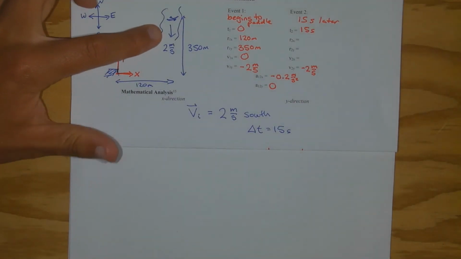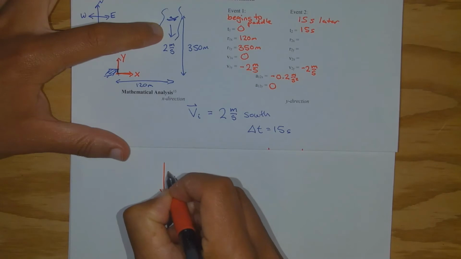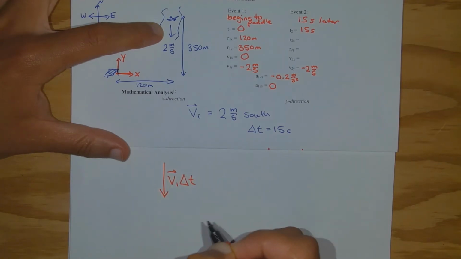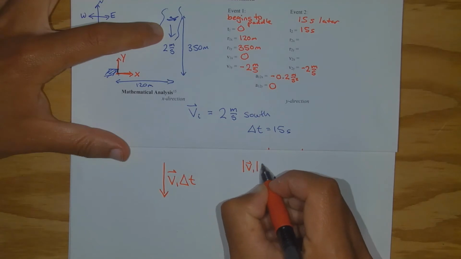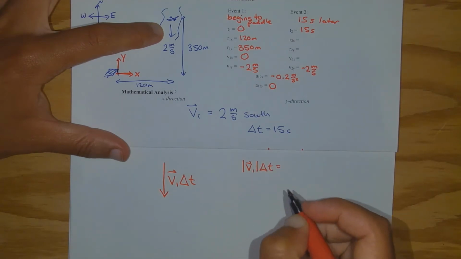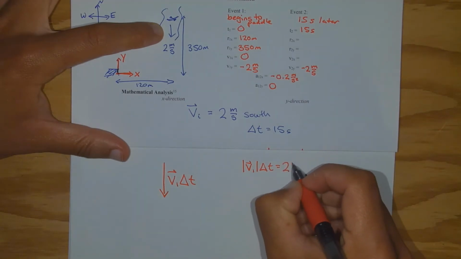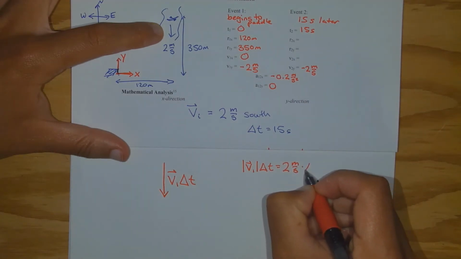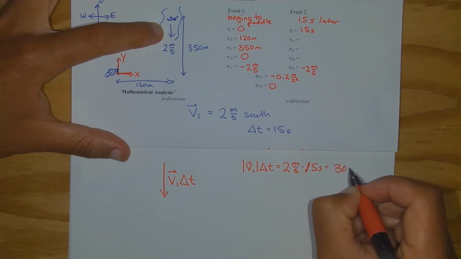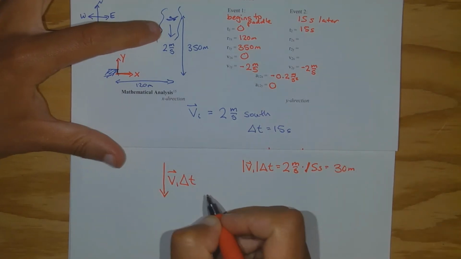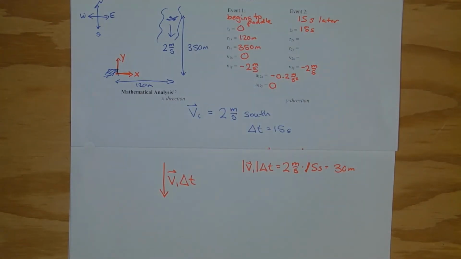I know the initial velocity is to the south. So this is v1 times delta t. And I know the magnitude of v1 is 2, so this is 2 meters per second. Delta t is 15, so this is 30 meters. Okay, so the magnitude of this is 30, but it's pointed in the negative y direction.